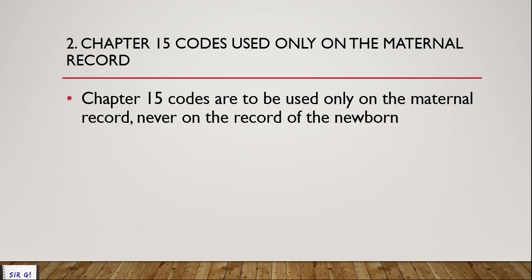Chapter 15 codes are to be used only on the maternal record, because the baby has its own record as well and should be coded in your chapter 16, as we will discuss after this video. For the next video, we will discuss chapter 16, and that's for the baby. For chapter 15, we will discuss the mother only.